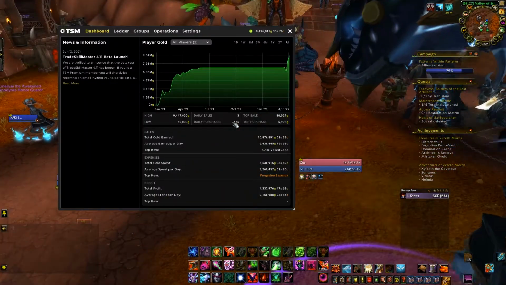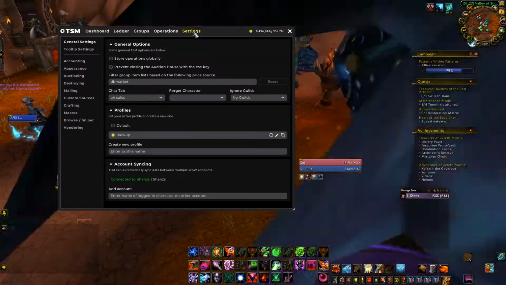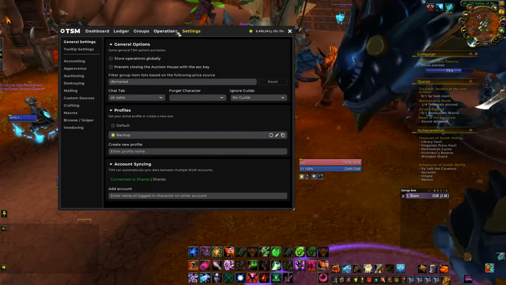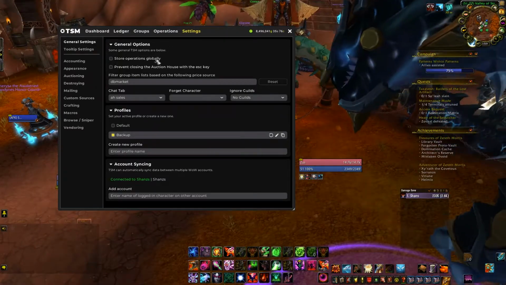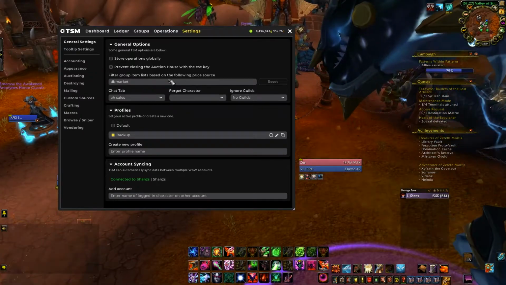All right, so the first thing you do with TSM, so we're just going to say it's a fresh load that you've never opened before, is go to the settings. Now, there's a couple things in here to pay attention to. Just going down the list, you don't want to mess with this DB market. We'll just leave that as it is.